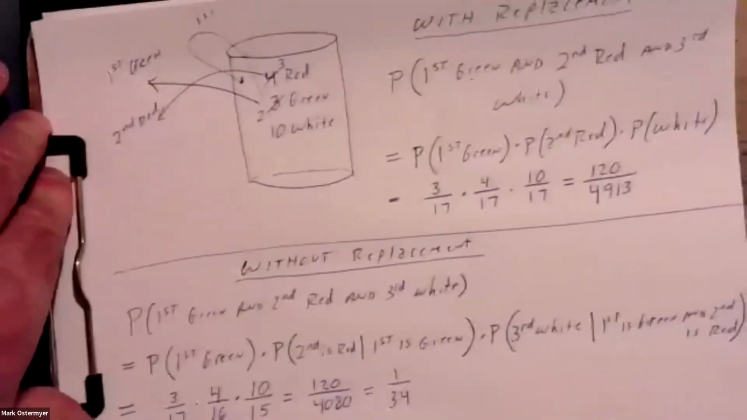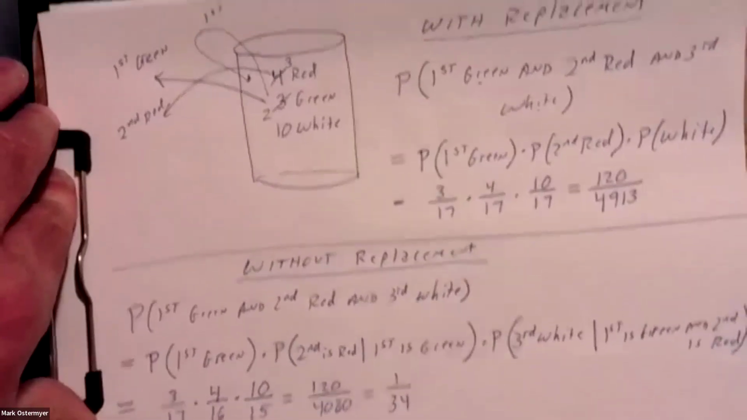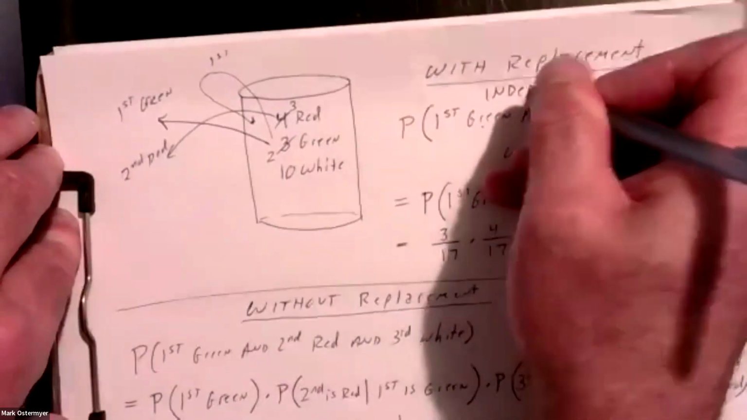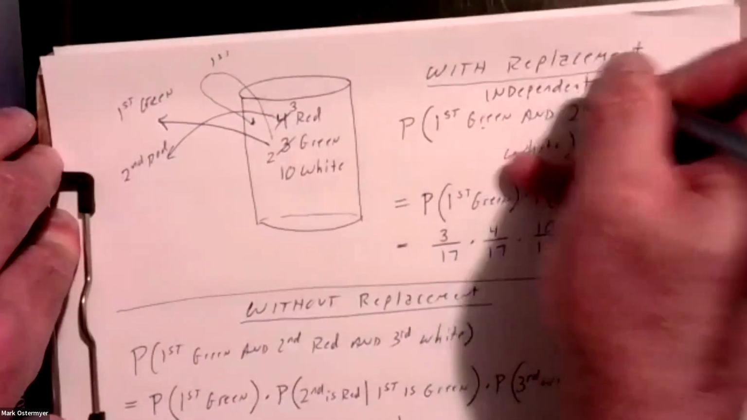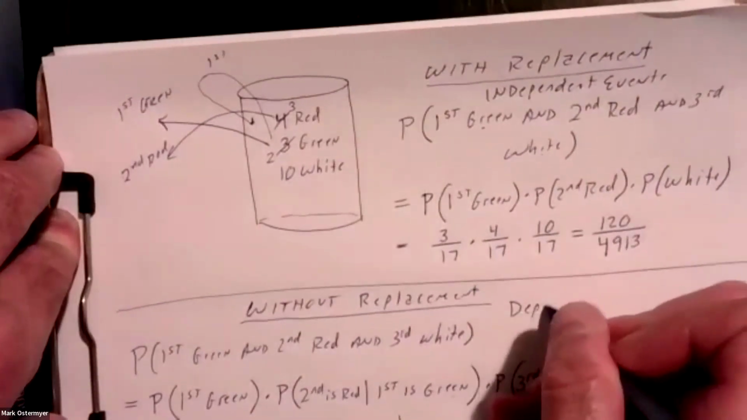So that makes sense. These two examples, and how they differ. So these events are independent events here, and these events are dependent.